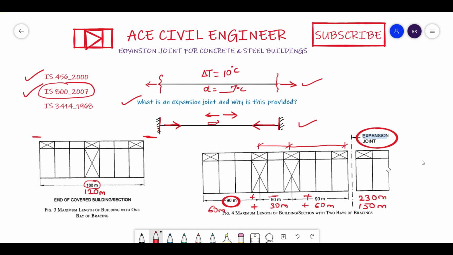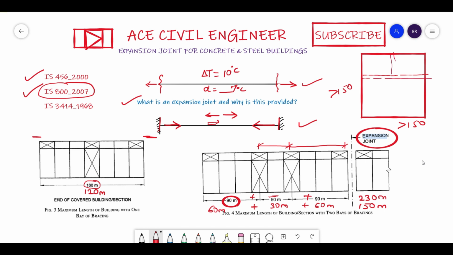Now you may ask me a doubt, sir: if the plan of this building is very huge and in both directions I have a dimension greater than 150 meters, then what happens? Then I would recommend you to provide the expansion joint in both directions in the plan. Suppose this was your structure, which has a huge dimension greater than 150, and this is also greater than 150, and it is an open structure. Then I would recommend you to provide an expansion joint somewhere here in between, and here also, and here also. So this has to be made into 4 different modules, friends.